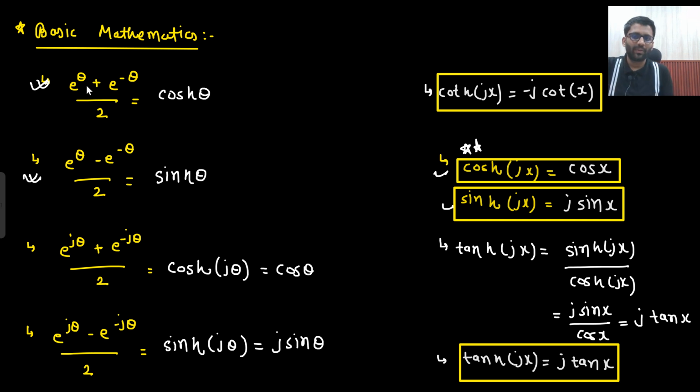And e to the power theta plus e to the power minus theta divided by 2 is equal to cos hyperbolic theta. This is just the proof of this. Some people do not even know how this came, so this is just the proof. So cos hyperbolic j theta is equal to cos theta only, and sin hyperbolic j theta is equal to j sin theta. Is that clear to you? This is just basic mathematics which you need to remember.